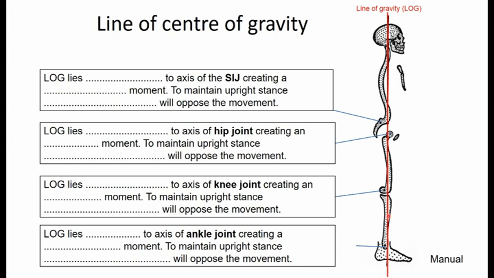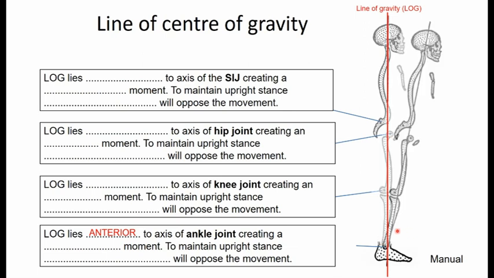So the line of gravity is like a downward force that is pulling the body above it in that direction in relation to the axis of the joint. So because it lies anterior to the ankle joint axis, it's pulling the body anteriorly in relation to the ankle. So it's making the body want to fall in this direction. And if we look at what movement this has created at the ankle joint, it's a dorsiflexion movement. So we call this a dorsiflexion moment that has been created by the line of gravity.